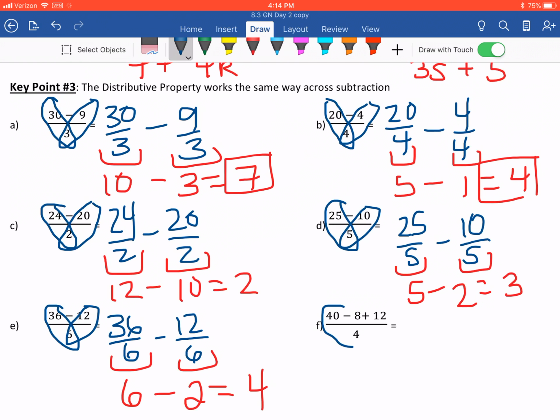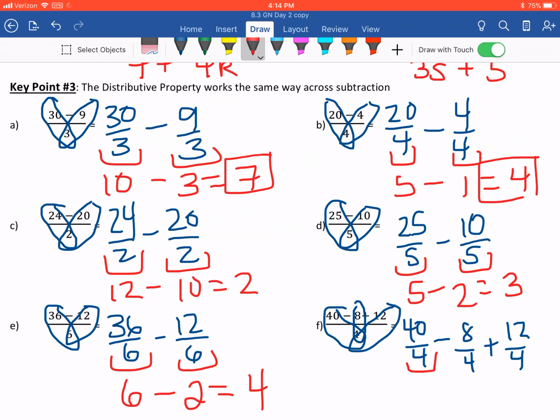All right, this last one's a bit of a doozy. We got 40 divided by 4. I'm writing plus. That ain't a plus sign. That's a minus sign. Minus 8 divided by 4. And then that is a plus sign, so plus 12 divided by 4. 40 divided by 4 is 10. 8 divided by 4 is 2. Where am I? 12 divided by 4 is 3. 10 minus 2 is 8. 8 plus 3 equals 11 for this one.